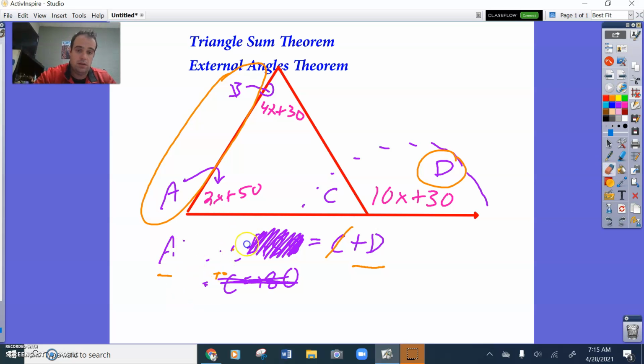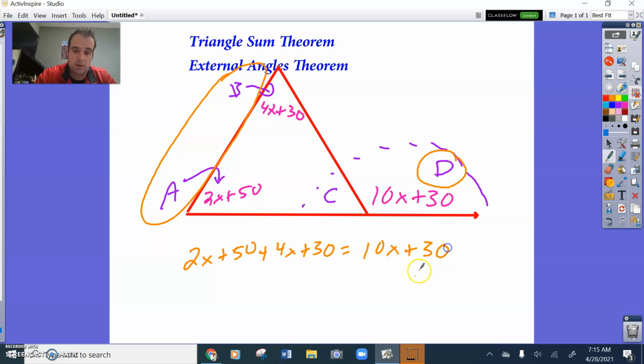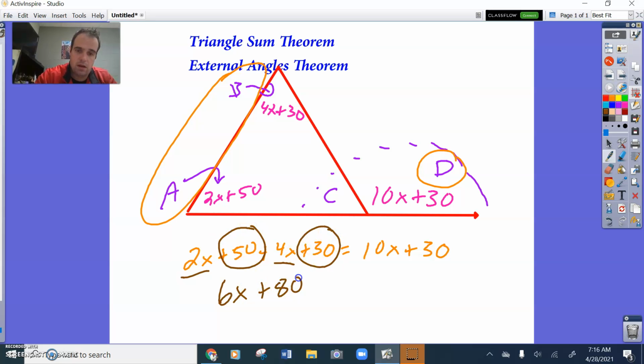So let's use that a little bit. Let's get rid of some stuff. Start with the mess. So I know that A and B, that's 2x plus 50, plus 4x plus 30, must equal the outside, 10x plus 30. This should set up an equation that we can solve. We can combine like terms. 2x plus 4x makes 6x. Positive 50 plus positive 30 makes positive 80.